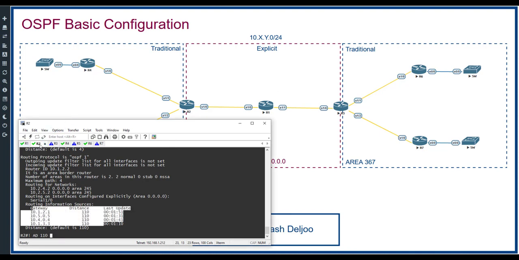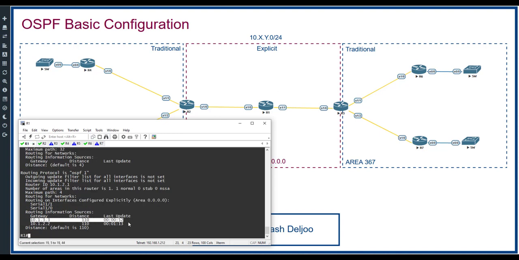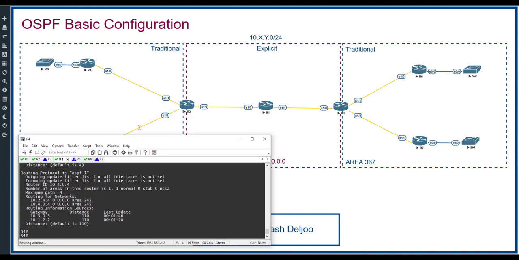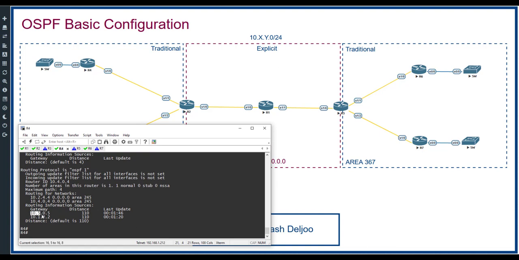And then in router 2, this is router 2. In router 1, we have only two gateways, two routers that we are receiving link states from: router 2 and router 3. In router 4, we have two gateways, router 5 and router 2. This is router 2, this is router 5. You will learn more about this information later.